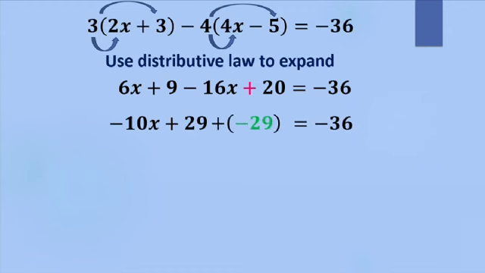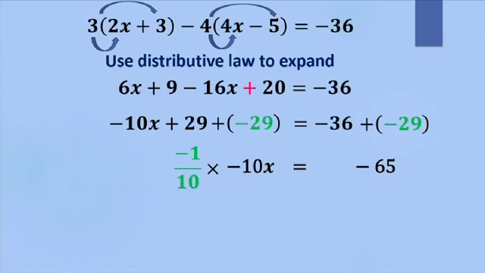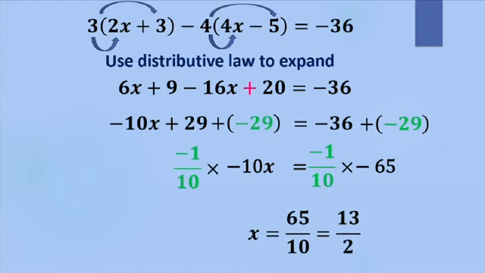So we proceed as before. We add the additive inverse of 29. We simplify. Now we get minus 10x equal to minus 65. So we multiply by minus 1 over 10 to both sides of the equation, and we obtain x equal to 13 over 2.